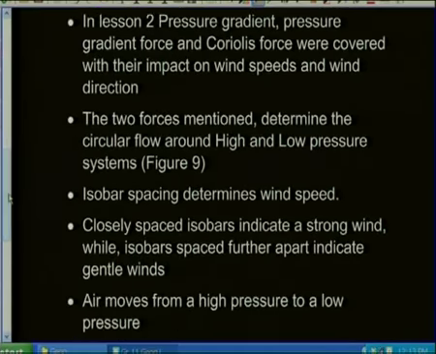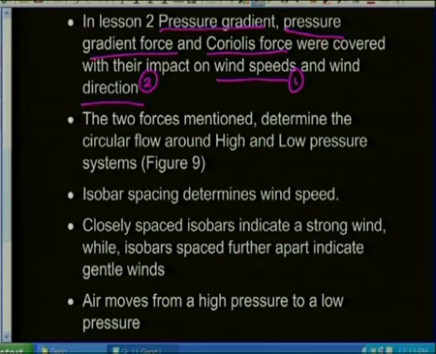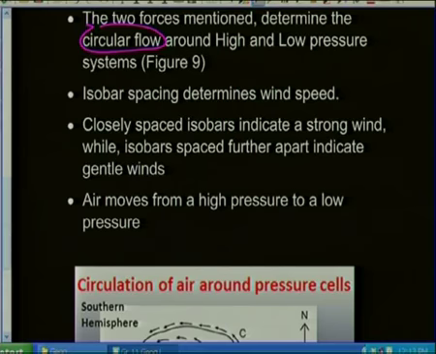In Lesson 2, the previous lesson, we looked at pressure gradient force, Coriolis force, and how all of those work together to impact, firstly, the wind's speed, and secondly, the wind's direction as it travels. And remember, you might need to go back and recap some of those basic principles we spoke about with Ferrel's law and the effect of Coriolis force, which we covered in Lesson 2. The two forces mentioned determine the circular flow that the air has around your high pressure or your low pressure system, which we can see in Figure 9.